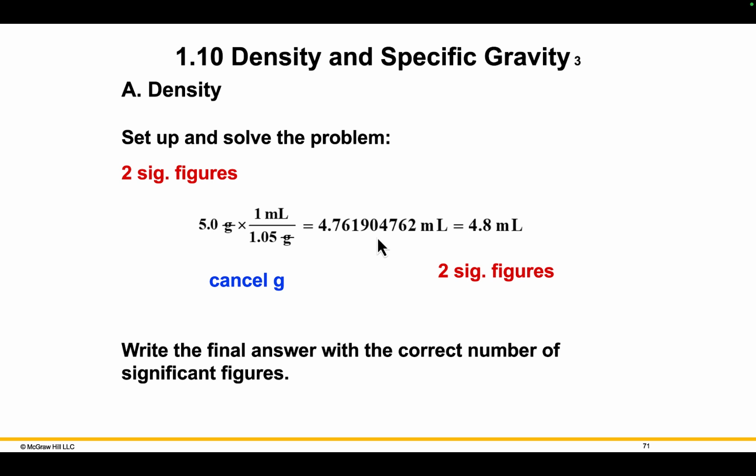Now, this is a lot of decimal places, right? I don't go into the lab and get a graduated cylinder that's going to measure out milliliters to this many decimal places. This is where that significant figures idea comes into place. I was originally given a quantity that has 2 significant figures, and so my answer also has to have 2 significant figures. So I have 4 point, this is going to be that second digit, so this is the retained digit. I'm going to look to the right of that. This 6 is going to make this round up to 4.8 milliliters.